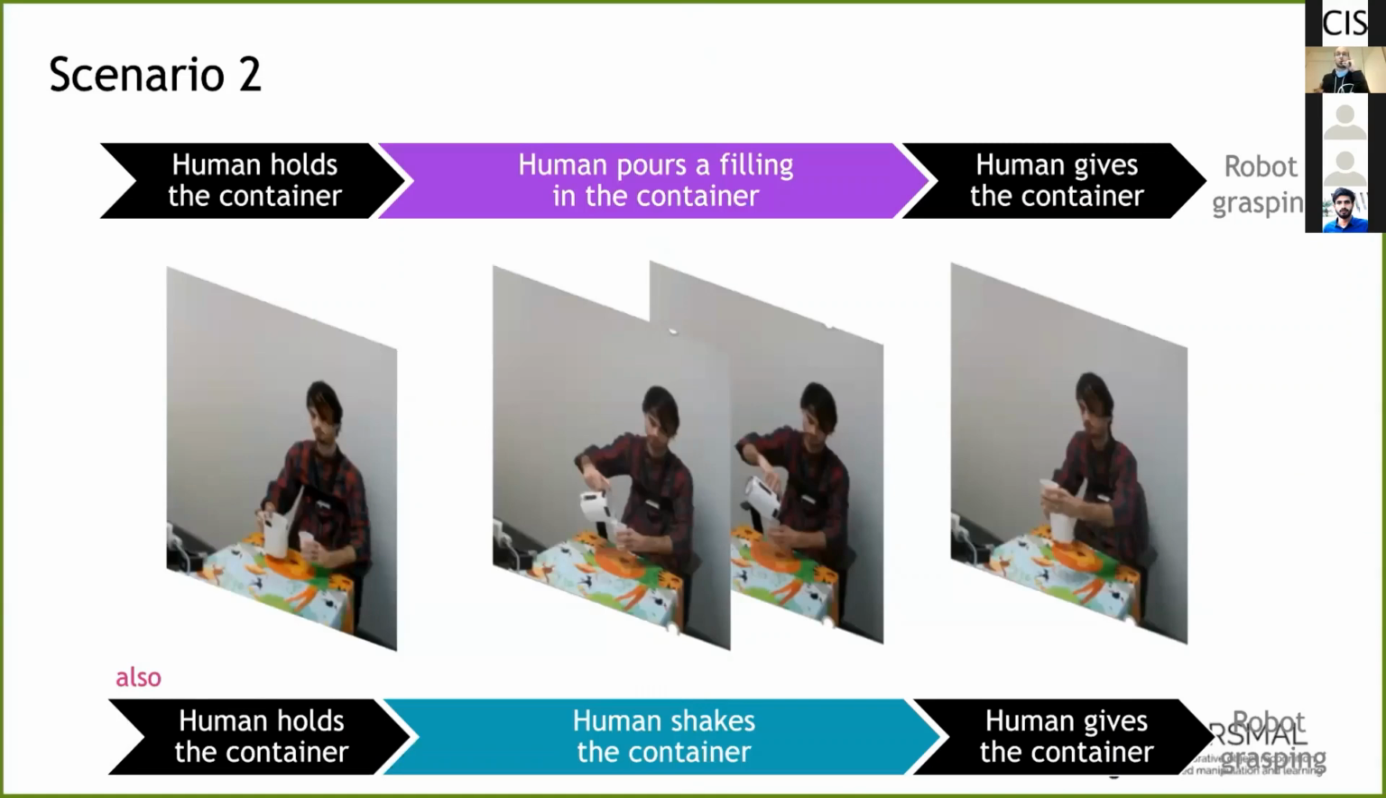In scenario 2, we change the conditions a little bit. In this case, the person holds the container at the beginning of the sequence and then pours the content into the container before delivering it to the robot, or in the other case, shakes the container and then delivers the container to the robot.